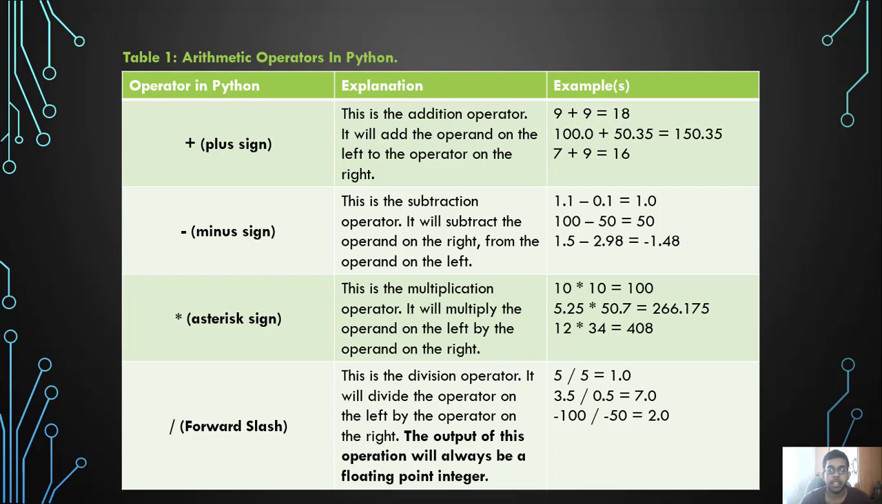Slash. This is the division operator. It will divide the operand on the left by the operand on the right. The output of this operation will always be a floating point number. 5 divided by 5 is equal to 1.0. 3.5 divided by 0.5 is equal to 7.0. Negative 100 divided by negative 50 is equal to 2.0.